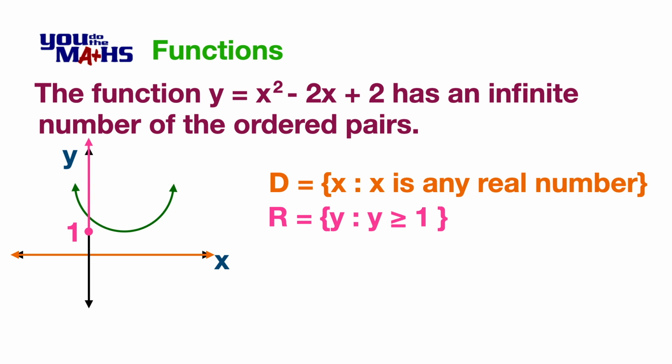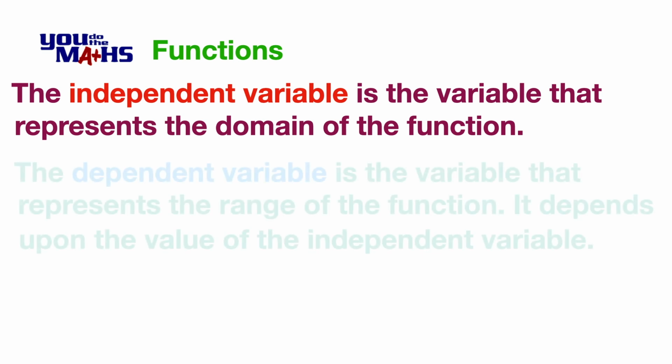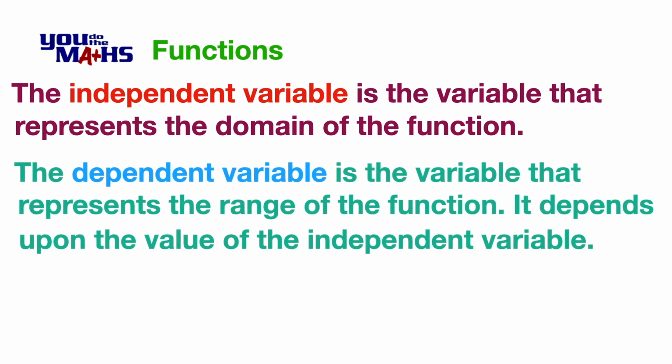Another pair of definitions which is tied in with domain and range are the independent and dependent variables. So the independent variable is the variable that represents the domain of the function, and dependent variable represents the range of the function.